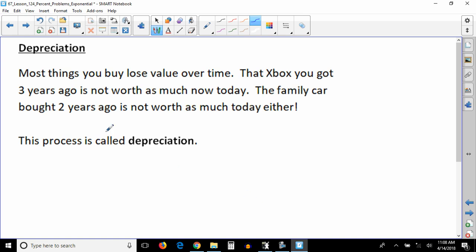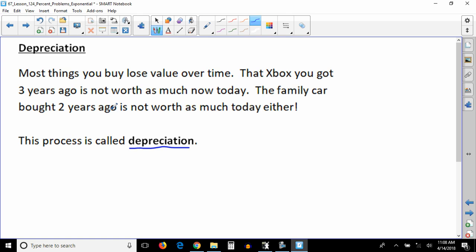And this kind of concept is called depreciation. The value of something is going to go down as you own it. If somebody wanted to pay the original amount for something, they would just go out and buy a new one for themselves. So this idea of depreciation happens a lot.